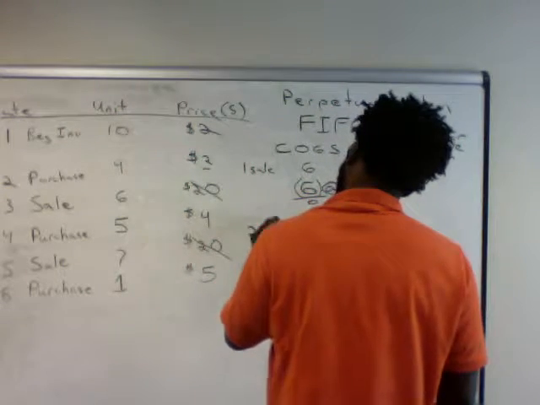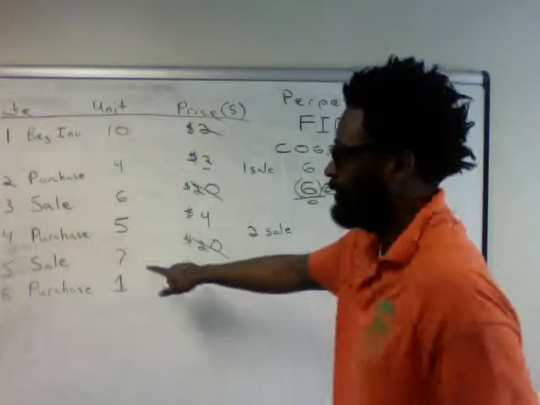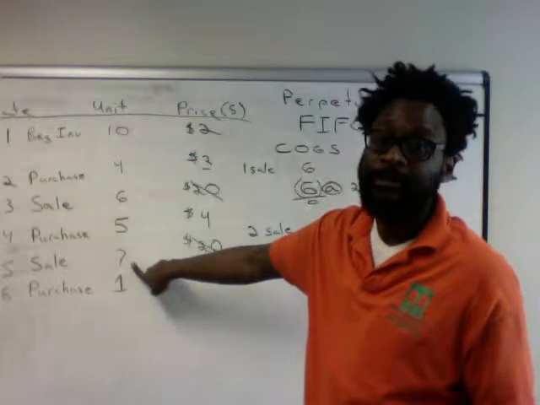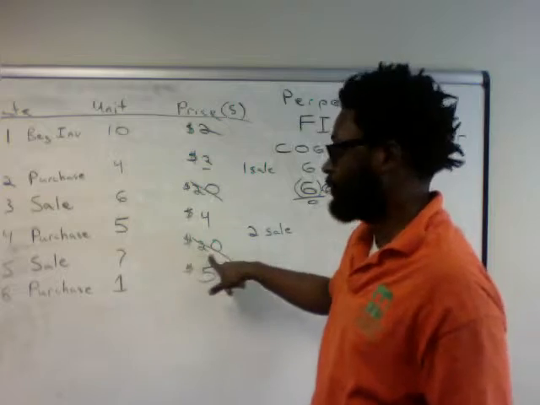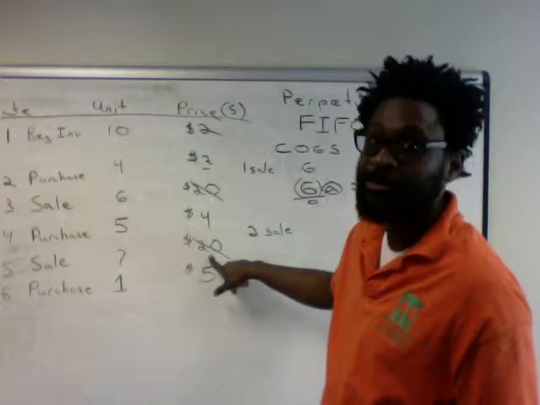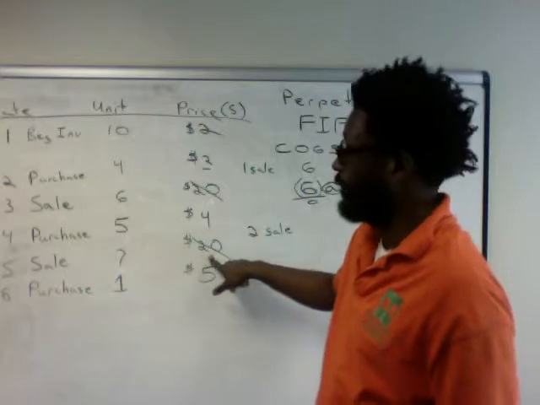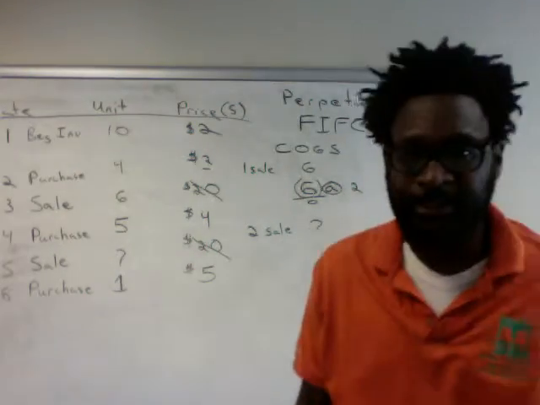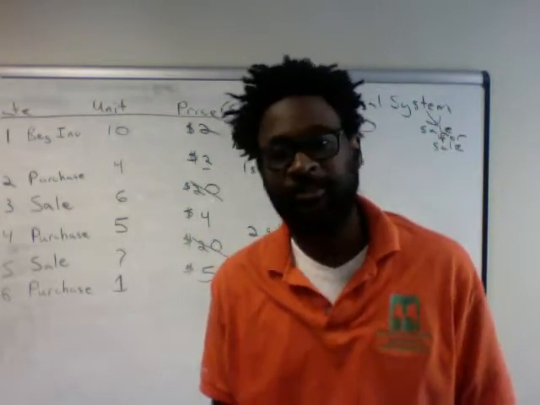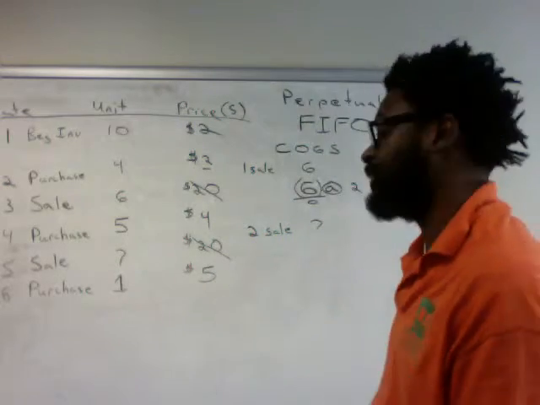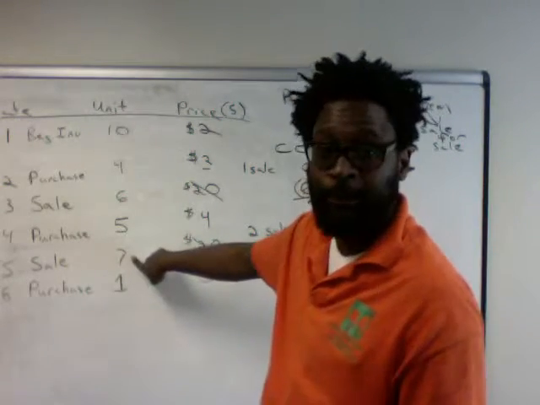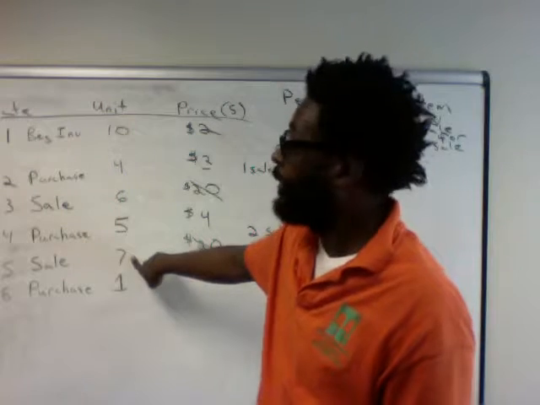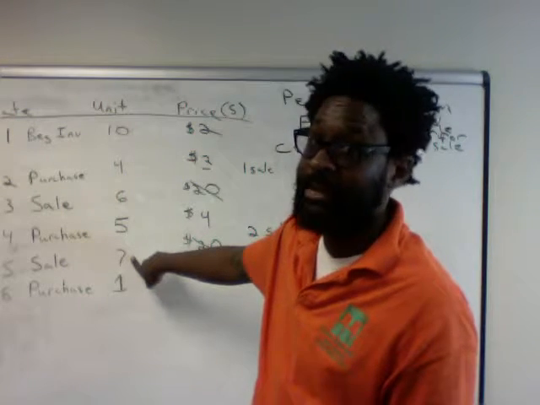Next sale, how many units were sold? 7. Are we concerned with the 20? No, that's the selling price. We need to find the cost of them. So 7 units were sold. We're still practicing FIFO, guys. Still practicing FIFO. First in, first out. So we're right here now. We're on the 5th of the month. Where will they come from? Where do they have to start from?